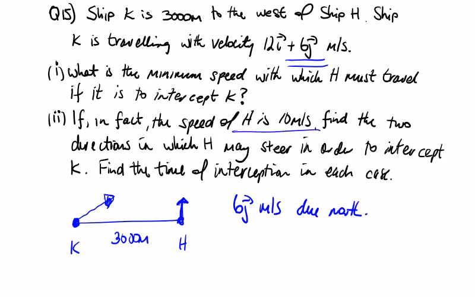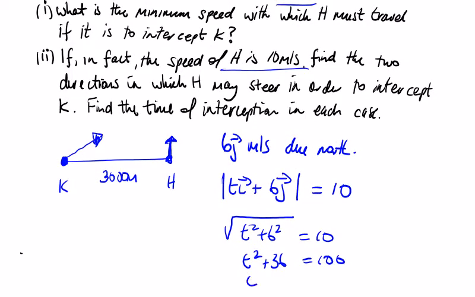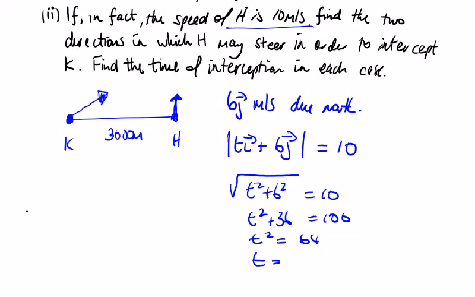Now we're told the speed of h is 10, but we need to know we have ti plus 6j. Now that is going to be equal to 10. So we're going to have the square root of t squared plus 6 squared being equal to 10. You should see that t is 8 here. t squared plus 36 is equal to 100. So t squared is 64. So t, in fact, it could be plus or minus 8 in this case.